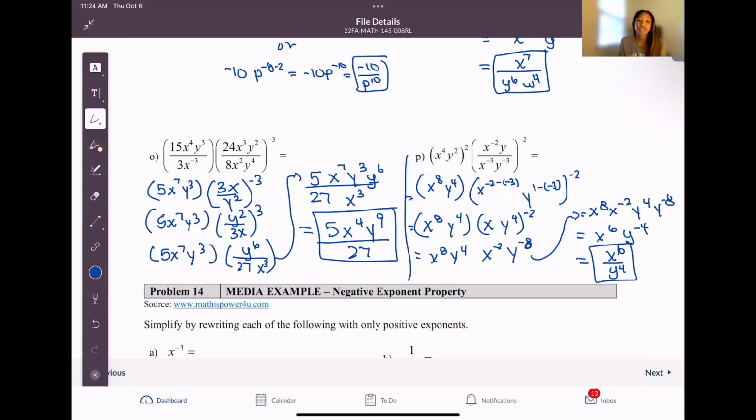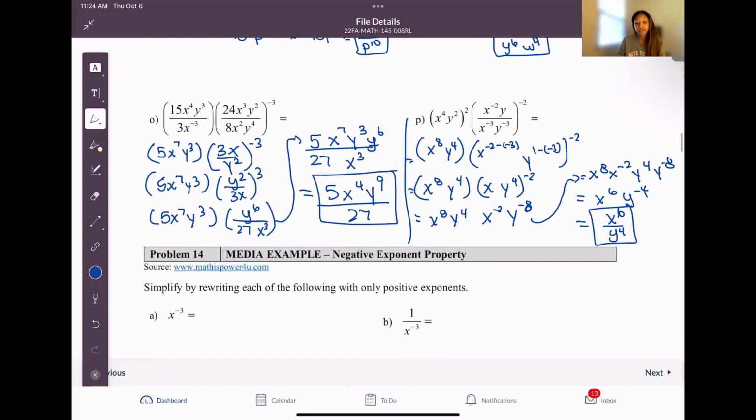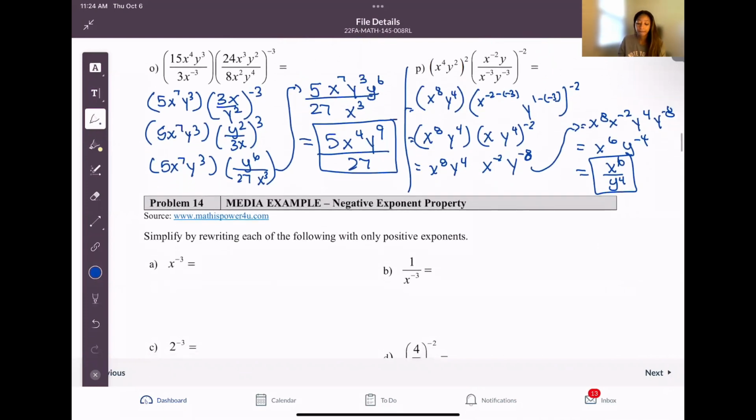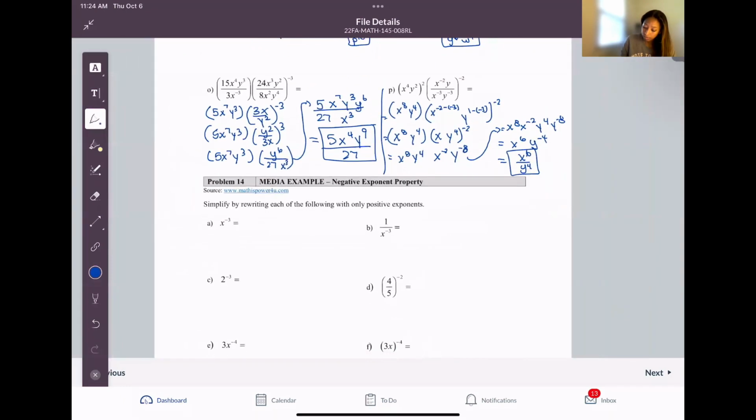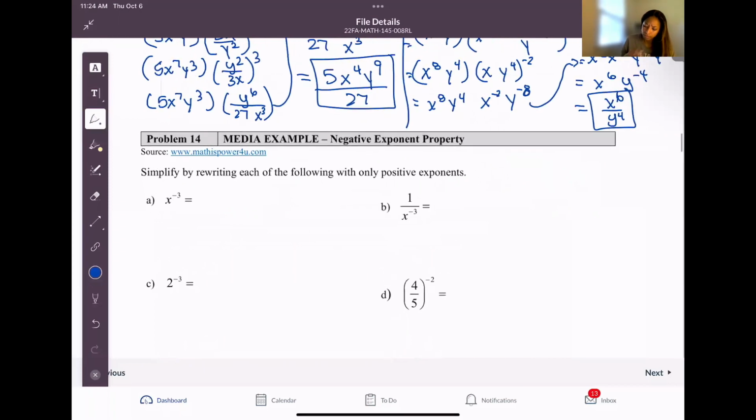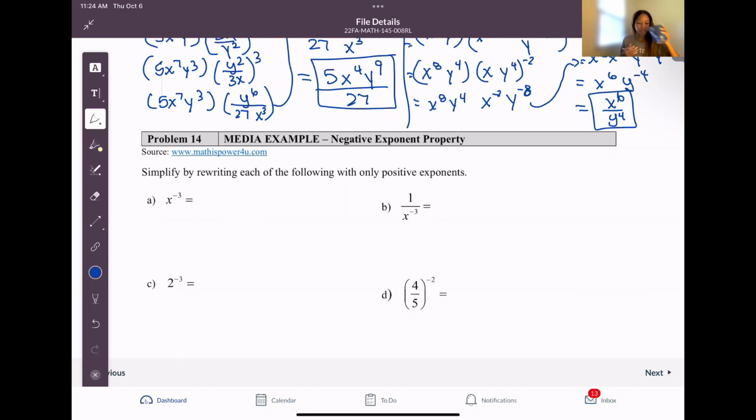Again, there's a few different ways you could have gone about simplifying there in the middle, and you might have gotten a different answer. Last problem in this section is just practicing using the negative exponent property a little bit more and rewriting some terms. So for problem 14, we are going to rewrite these with positive exponents only.